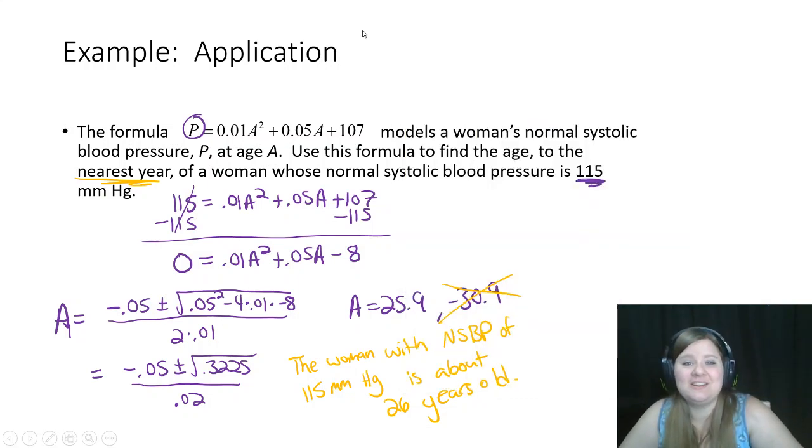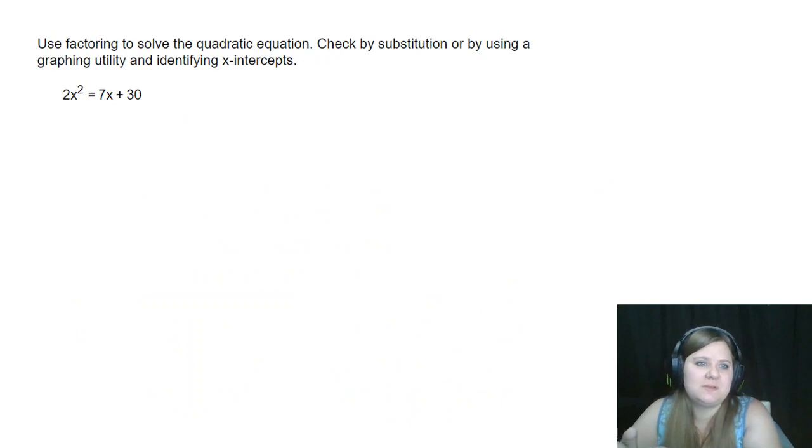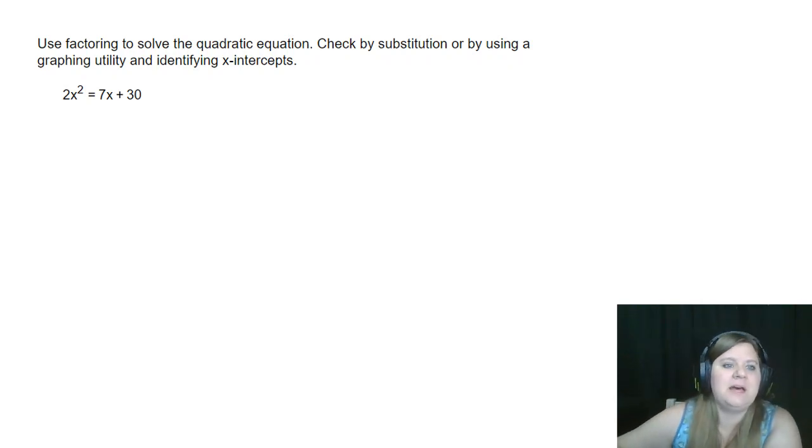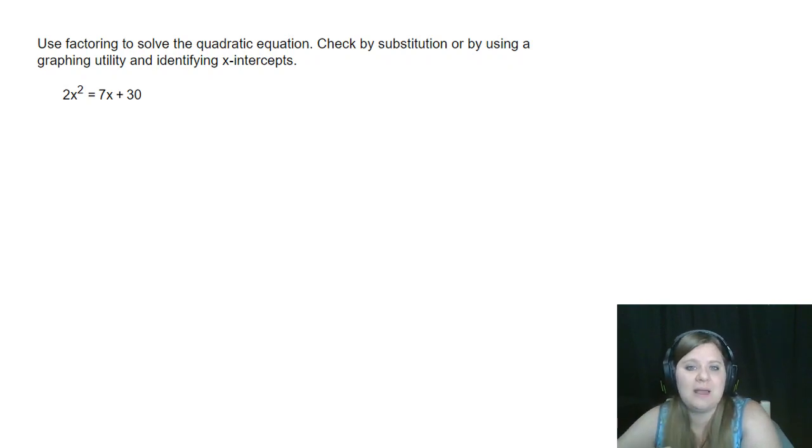So let's take a look at some example problems. This one says to use factoring to solve the quadratic equation. Then check by substitution, or if you want to use your graphing calculator check, that is fine. All right, so some people like to do that. Go ahead, give this a try.